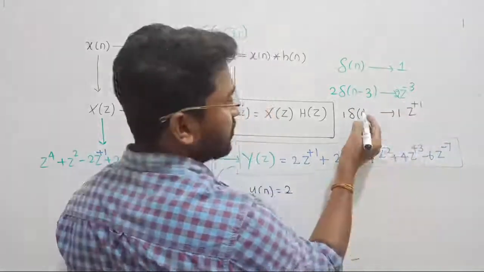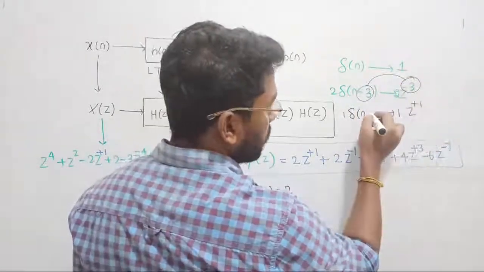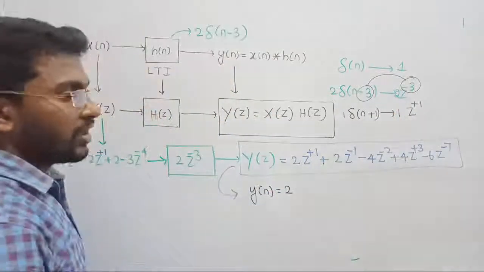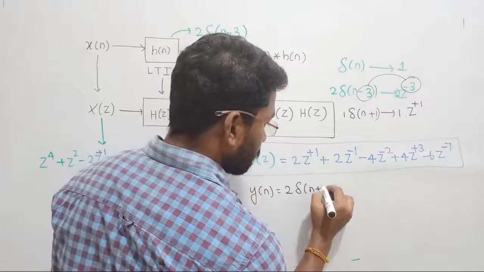Here I have plus 1. See there, if I have minus 3, then here also you have minus 3. If you have plus 1, then here also you have plus 1. So what is the answer here? So it can be rewritten as del of n plus 1.